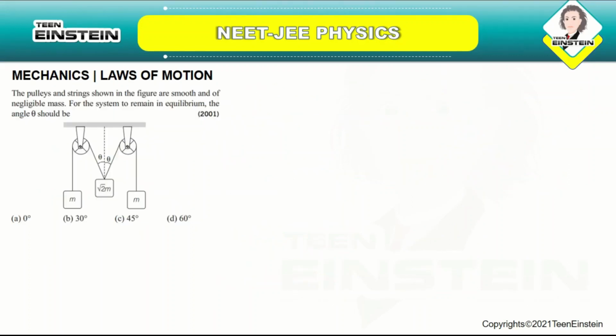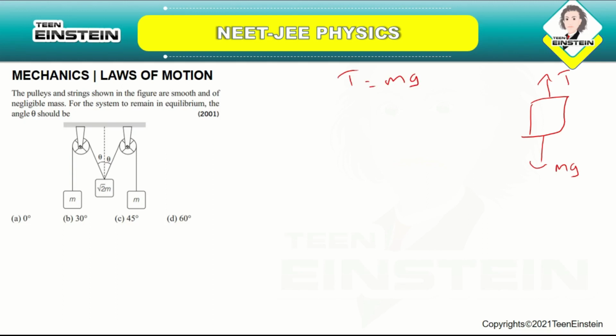The next question is, the pulleys and strings shown in the figure are smooth and of negligible mass. For the system to remain in equilibrium, the angle theta should be. You can first draw the free body diagram for mass M. Here the force is mg, and here the tension of the string is T. So T is equal to mg.